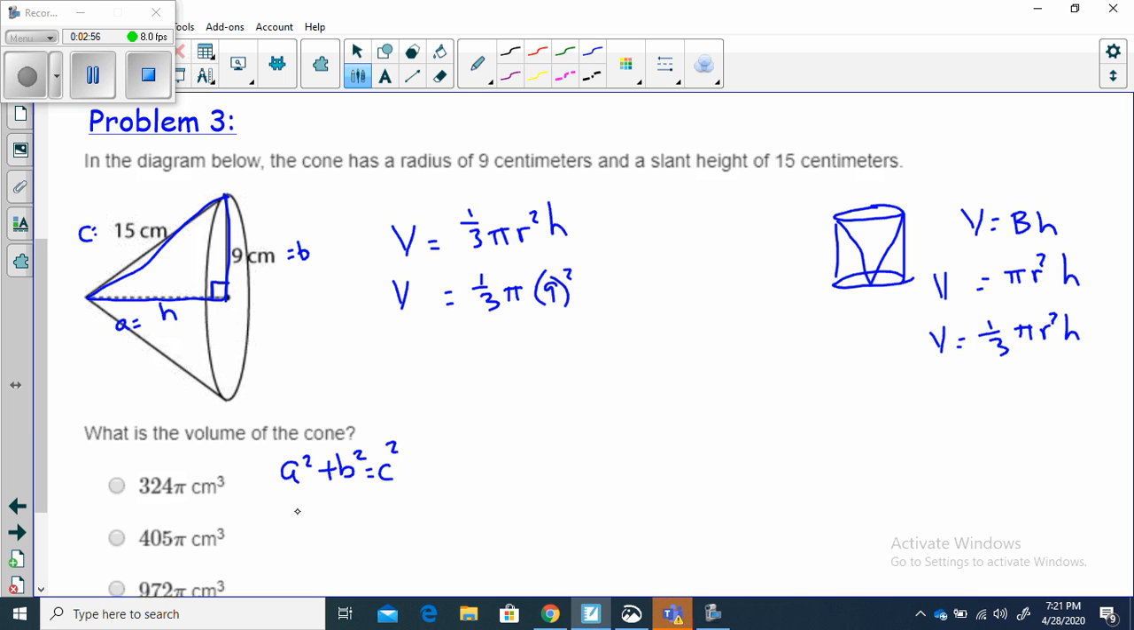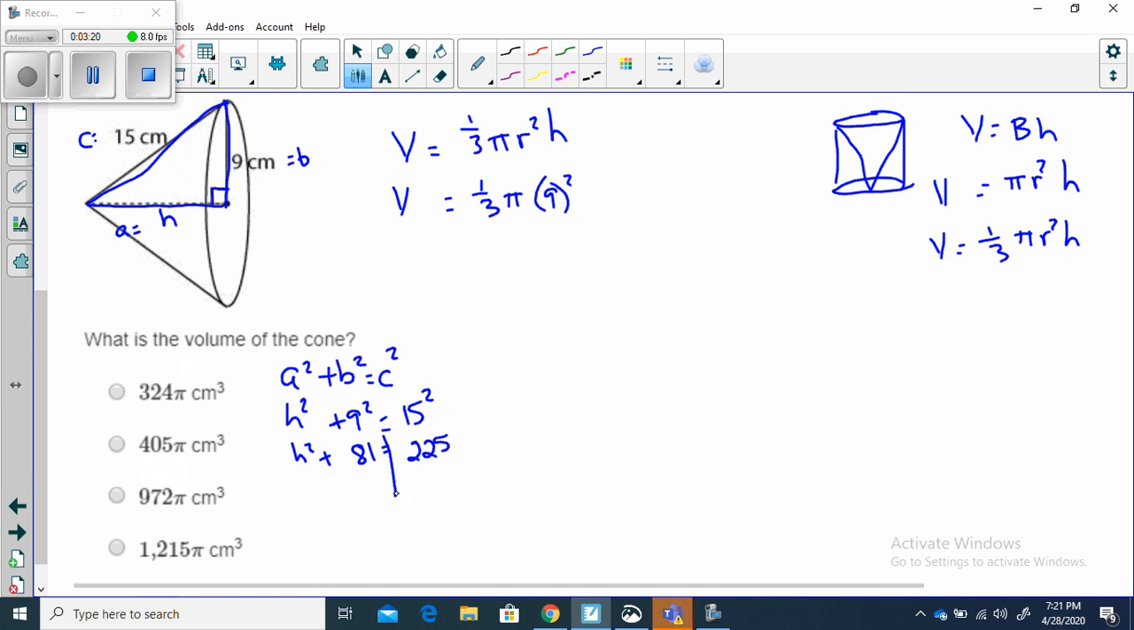So in place of the a, I'm going to put my height. In place of the b, I'm going to put the 9 for this side. In place of the c, I'm going to put the 15. I have substituted those in. H squared plus 9 squared, which is 81, equals 15 squared, which is 225. I'm solving for h squared, so I need to subtract 81 from both sides.